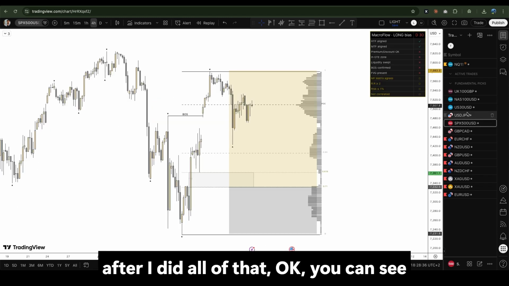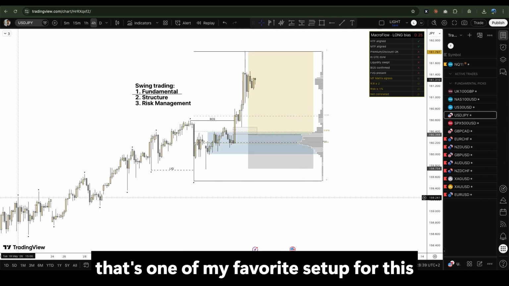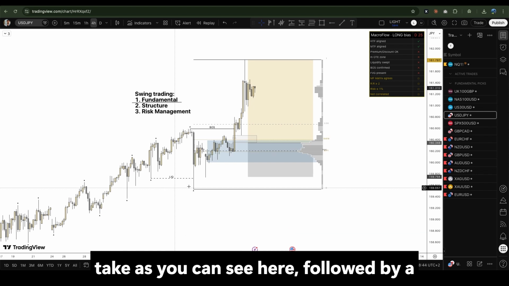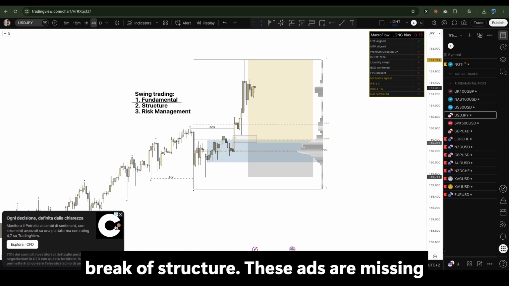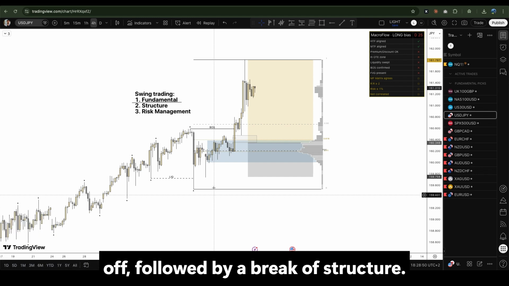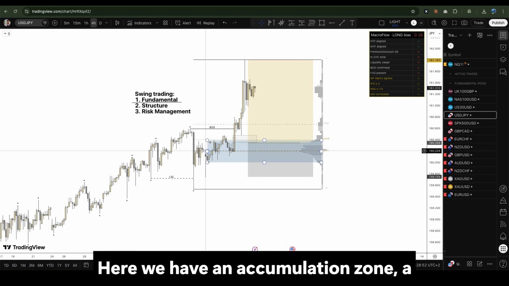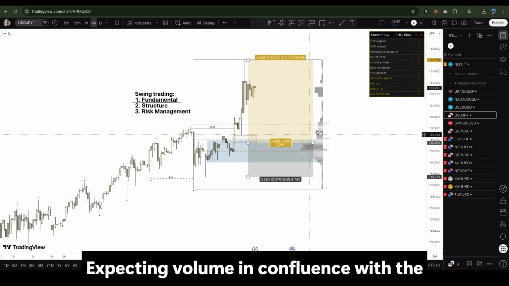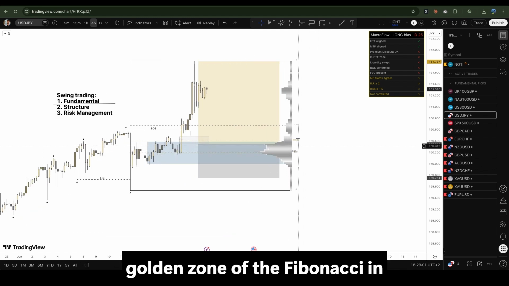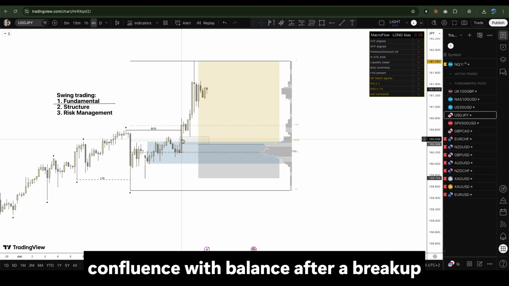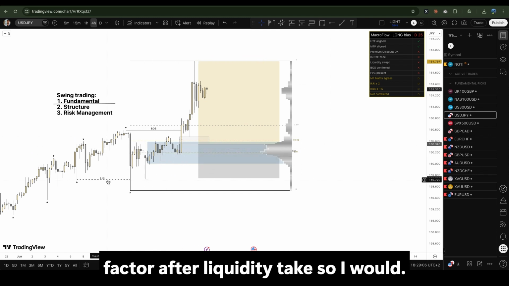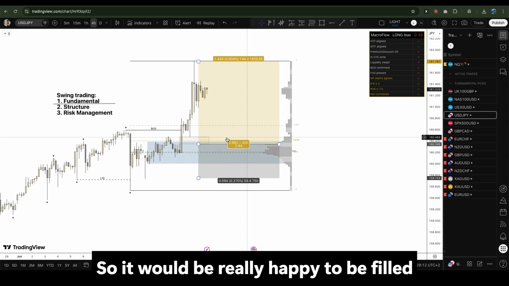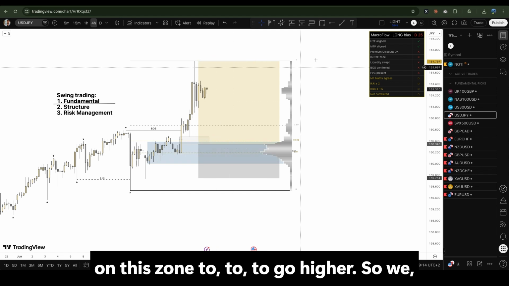So after I did all of that, okay, you can see that's one of my favorite setups for this week. Why? Because we have a liquidity take, as you can see here, followed by a breakout structure. Here we have an accumulation zone, a demand zone, in confluence with a big spike in volume, in confluence with the golden zone of the Fibonacci, in confluence with imbalance after breakout structure, after liquidity take. So I would be really happy to be filled on this zone to go higher.